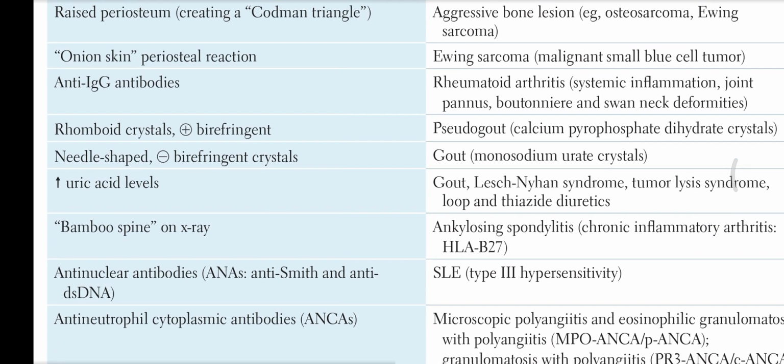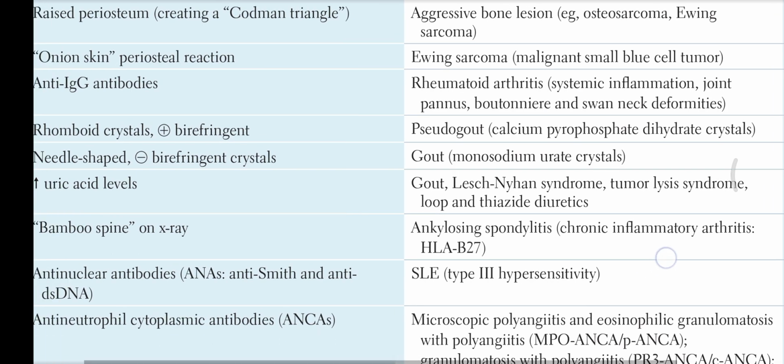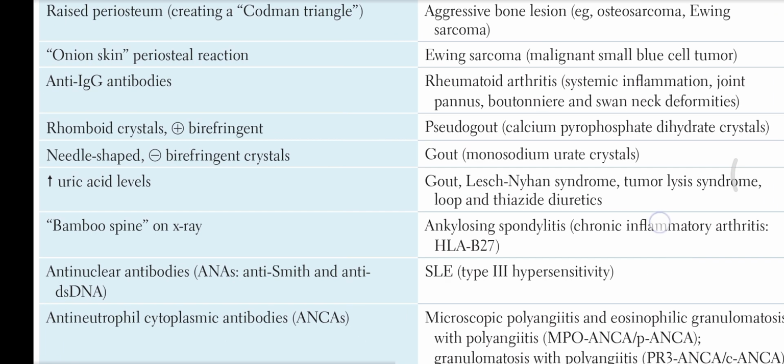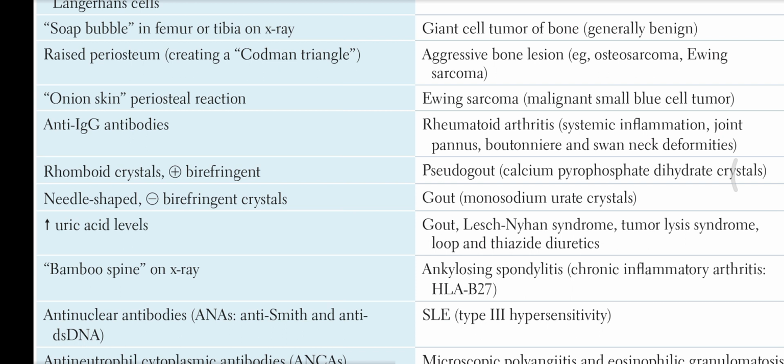Rhomboid crystal, positive birefringent. That is pseudogout, calcium pyrophosphate dihydrate crystals. Anti-IgG antibody is seen in rheumatoid arthritis, which presents with systemic inflammation, joint pannus, boutonniere and swan neck deformity.